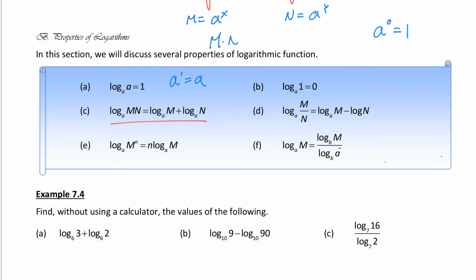So, what is m times n on the left hand side? m times n is equal to a to the power x times a to the power y. I know, according to the law of indices, m times n is equal to a to the power x plus y. If m times n is equal to a to the power x plus y, then I can rewrite this relationship as log of m times n is equal to x plus y with base a.